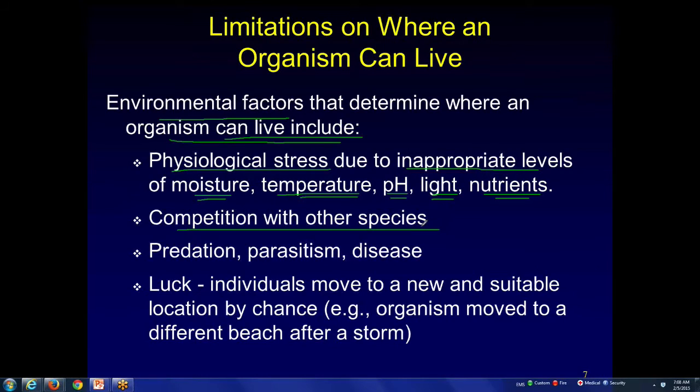Competition with other species, sometimes that's the issue, guys. Sometimes it's, hey, your physiology is fine. You can handle the environment. It's of the appropriate temperature, moisture, and pH, etc. But there's another species there that you just can't outcompete. Just a species that's really hard to deal with.